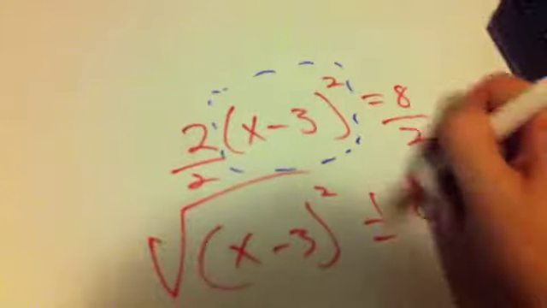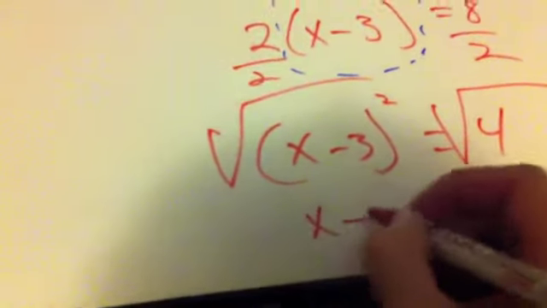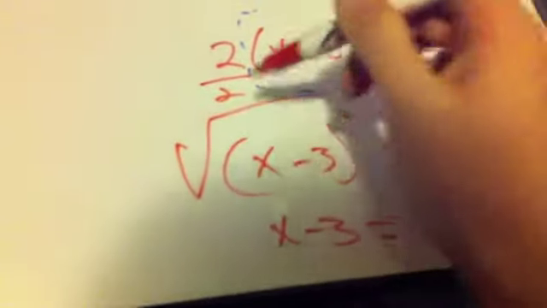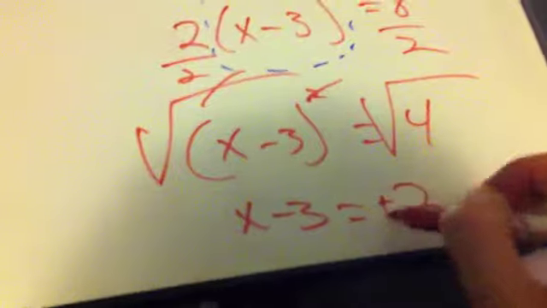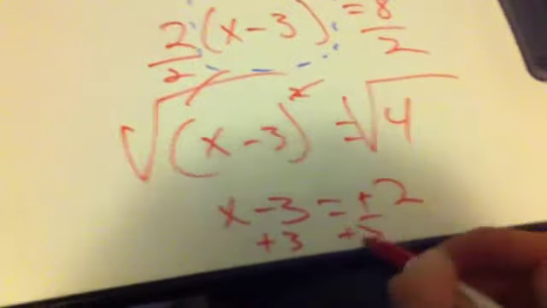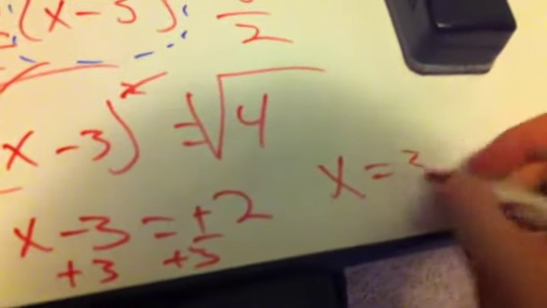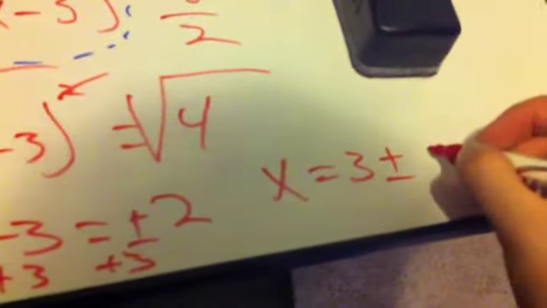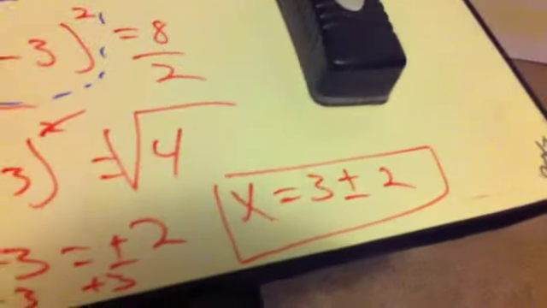Take the square root. I get x minus 3 by itself, because the square root cancels the squaring. The square root of 4 is 2, plus or minus, remember. I add 3 to both sides, and I'm left with x equals 3 plus or minus 2. Because I can have 3 plus 2 or 3 minus 2. And that is the answer.